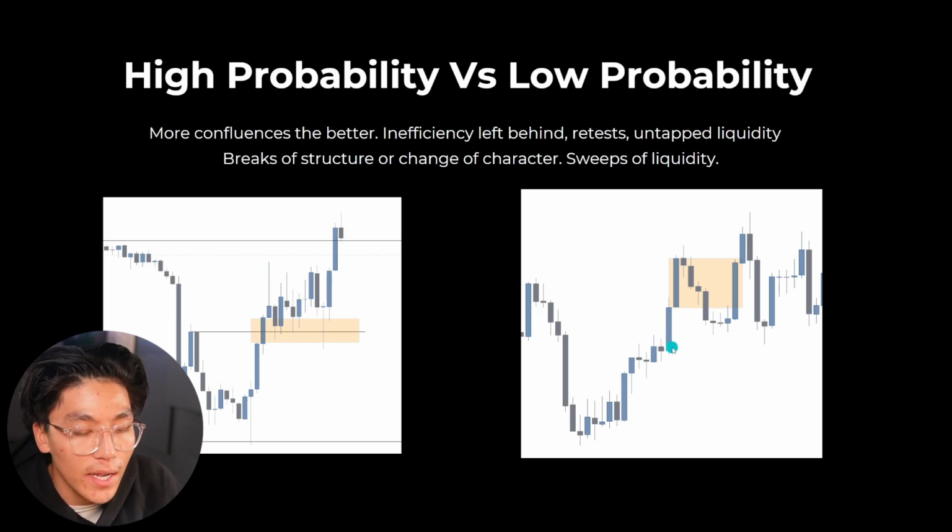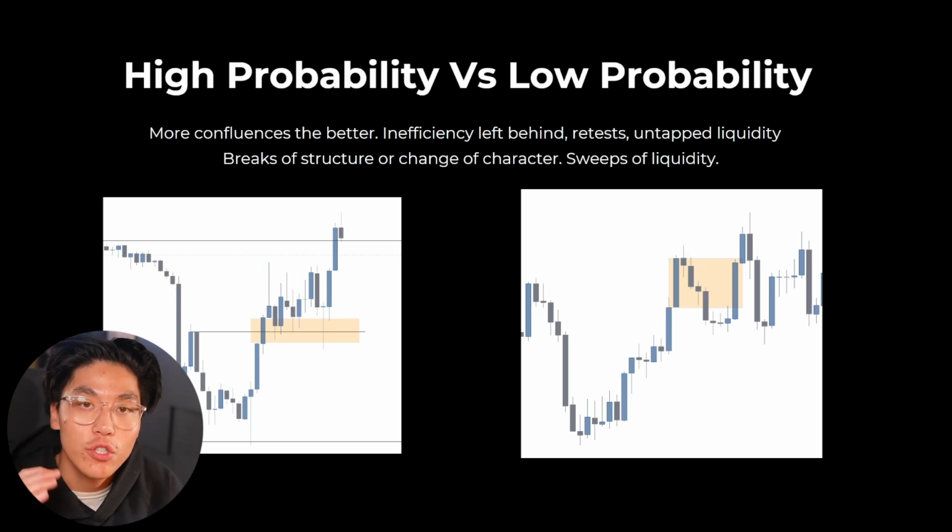And as you can see on the right hand side, this is what is classified as a low probability order block. As you can see right here, we have no inefficiencies left behind. We have no breaks of structure. So this order block is going to be a lower probability order block. As you can see, we ended up running it right here, so this order block ended up being invalidated. So this is going to be classified as a lower probability order block. Without further ado, let's go straight into some examples that I have for us today.